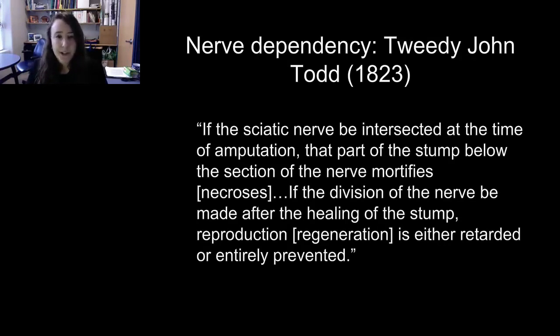What Tweedy John Todd found is that if he intersected the sciatic nerve, and this is the nerve that leads into the hind limbs, he found that regeneration didn't take place. In many cases, the limb did not regenerate at all. In some, it actually deteriorated to the point that it essentially ended up back at the animal's body cavity.